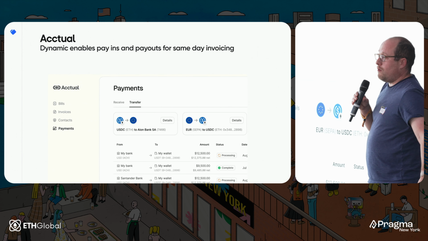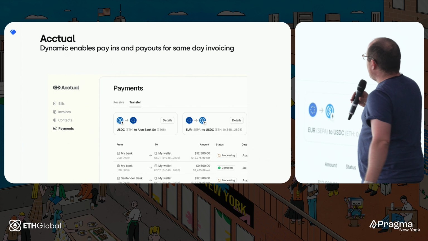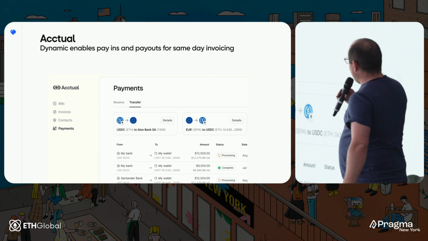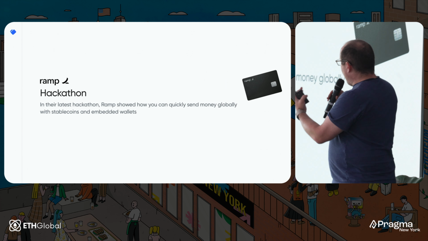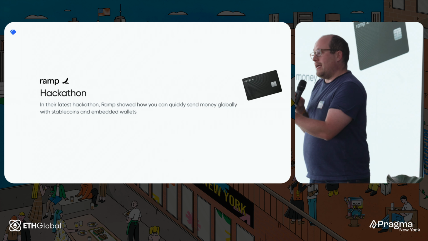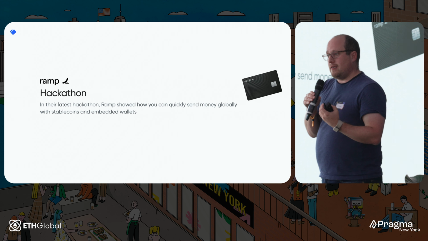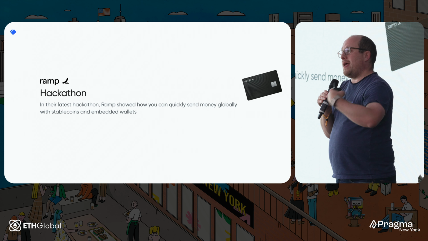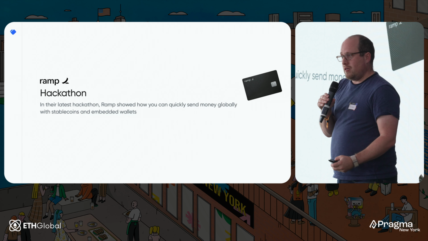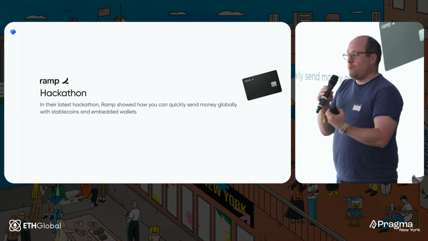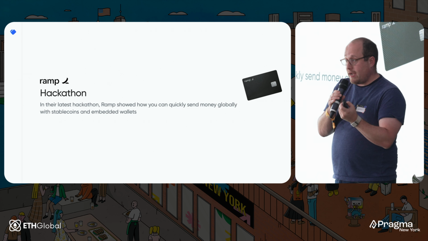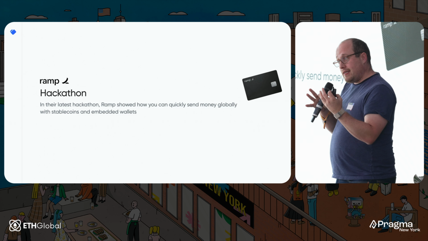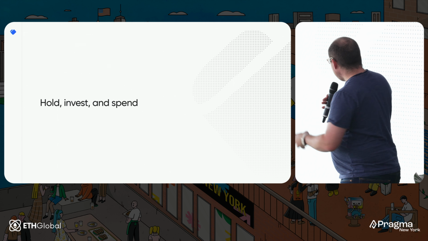Actual does this really, really nicely. Phenomenal company. If you haven't used them yet, I highly recommend it. Ramp, for instance, did this recently with Dynamic in a recent hackathon that they did, right? So how do you actually pay out vendors internationally? These are all ways to explore and experience this, right? So folks are playing around with this technology, right? Not at scale yet, but they're playing around with it.